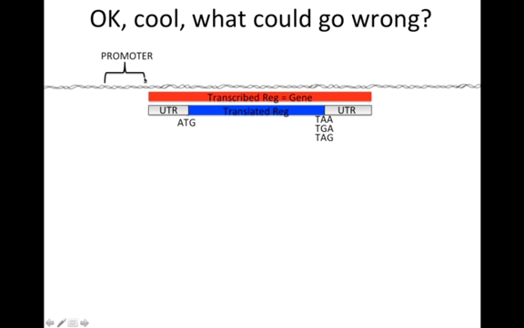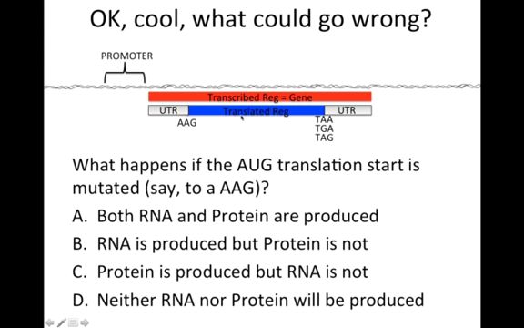So here we have our different regions: the promoter, the UTRs, and the translated region. What would we expect to happen if an AUG translation start is mutated, say, to an AAG? Would we expect to produce both RNA and protein, RNA but not protein, protein but not RNA, or neither one? Take a minute and pause the video if you want to think about it.